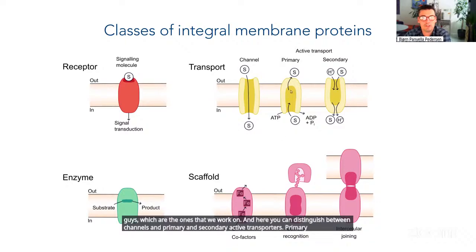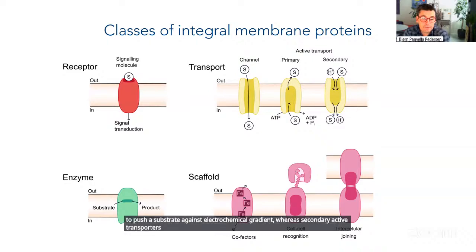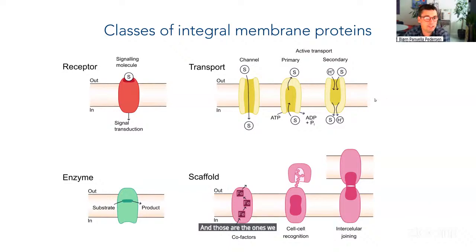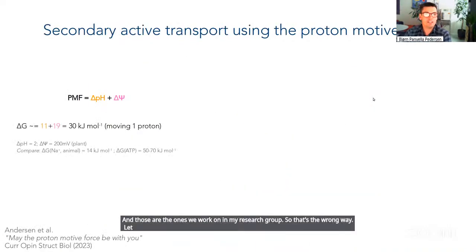Primary active transporters normally use chemical energy from ATP to push a substrate against the electrochemical gradient, whereas secondary active transporters use either the proton motive force or a sodium gradient. Those are the ones we work on in my research group. I just want to remind everybody again that if you are working with secondary active transport, then you need to use the proton motive force if you're in plant cells.